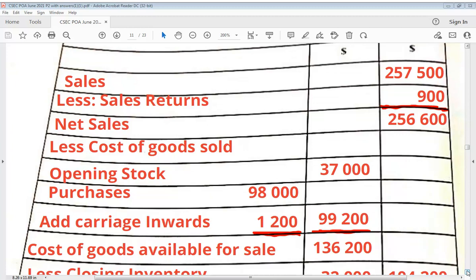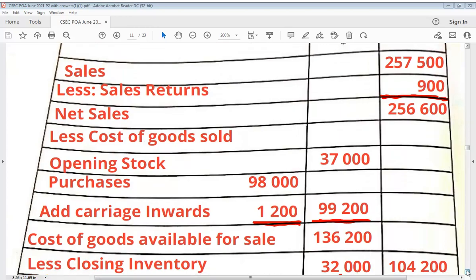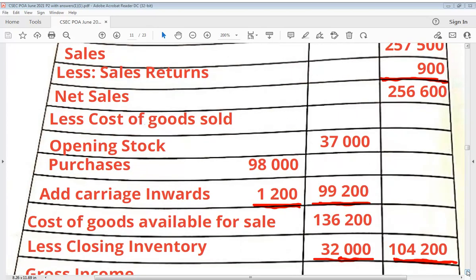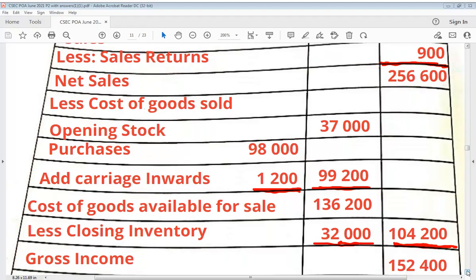What do we do next? We move on to our closing stock. We're going to less our closing stock. What was the closing stock figure? $32,000. When we deduct that from our cost of goods available for sale, that figure that we get, we will then less that from our net sales, which would give us our gross income. And that is 152,400.